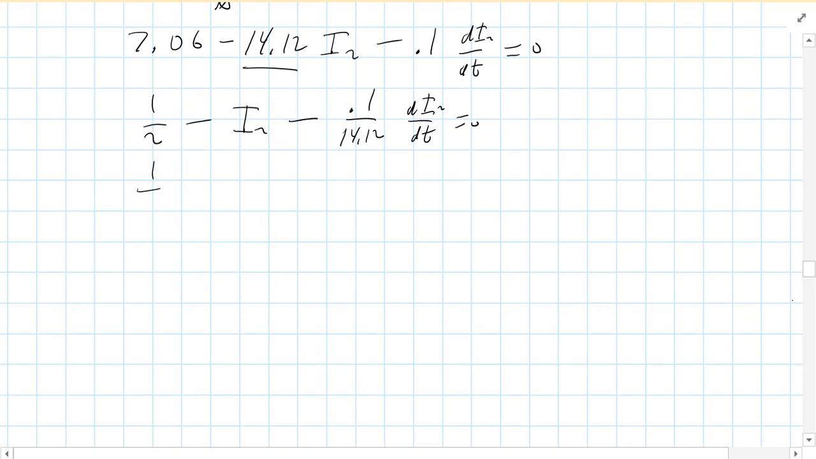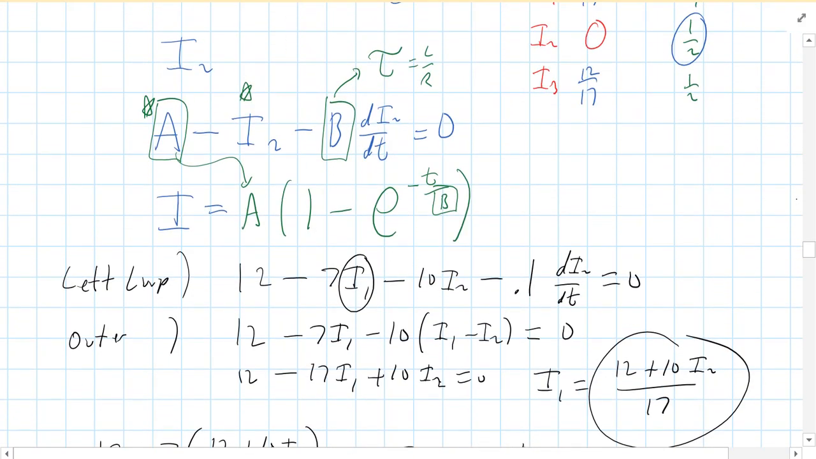Now, I will go ahead and rewrite this minus I2. If you plug this in a calculator, I get approximately 0.00708 di2/dt. Now, there's a reason why I wrote it out the way I did up here, and I'll show you that in a minute. Okay, but now we've got it. We've got this equation in this form.